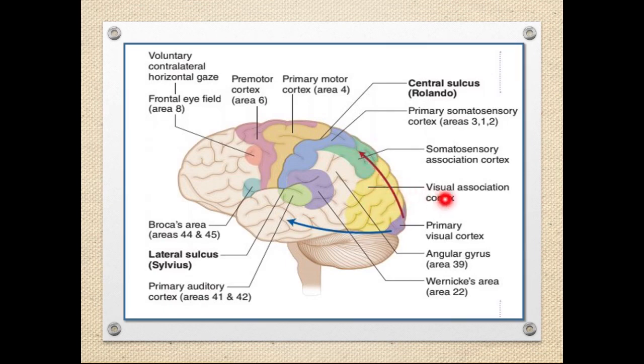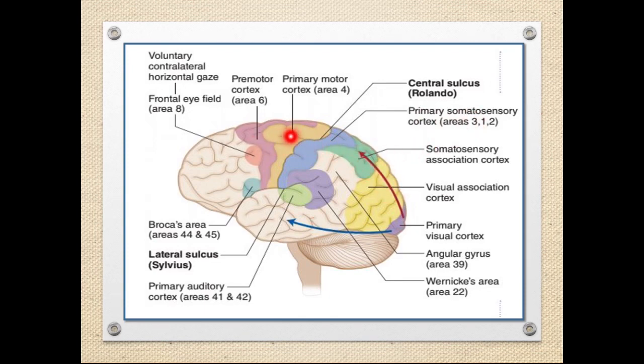This yellow one is the visual association area, this occipital gyrus, and this is the primary visual cortex. Okay. So, I just want you to remember these things, as we will be using these terms very frequently: the premotor, primary motor, and the somatosensory as well as the somatosensory association area.